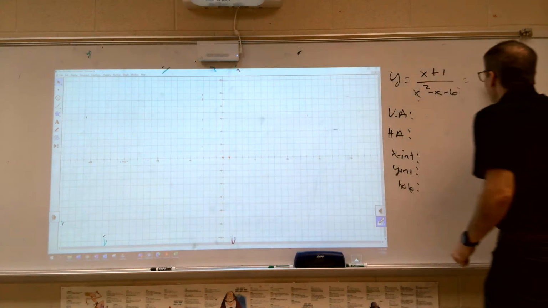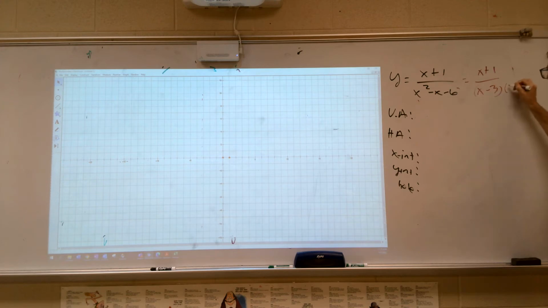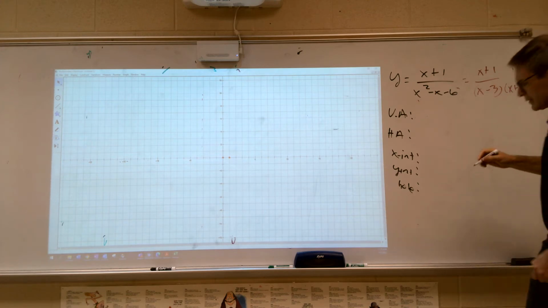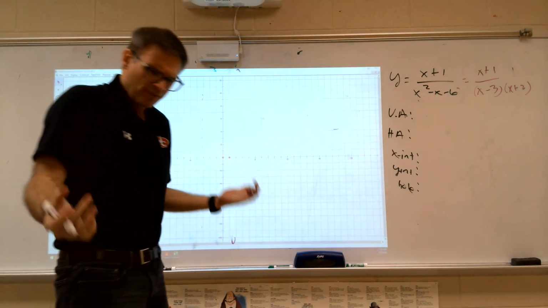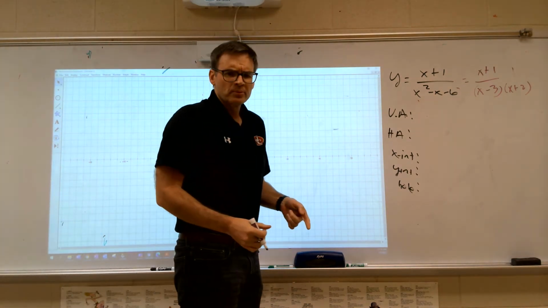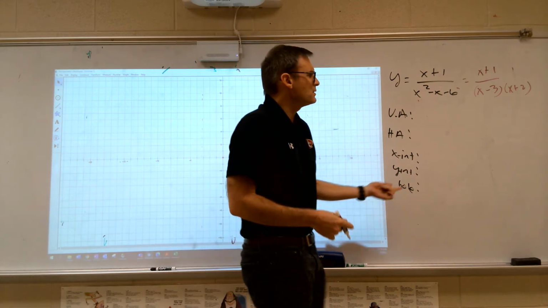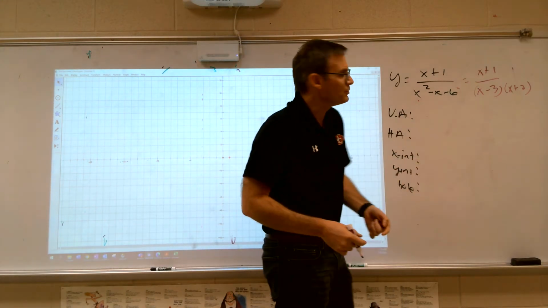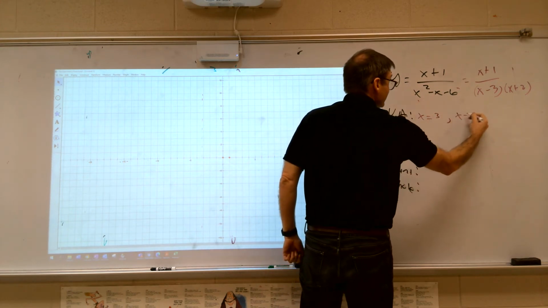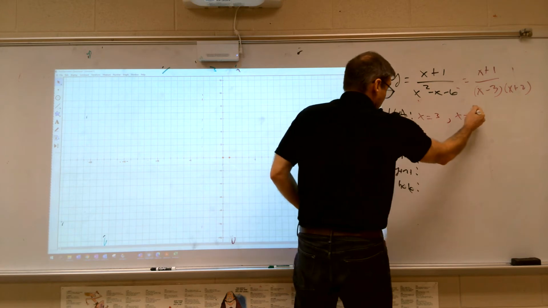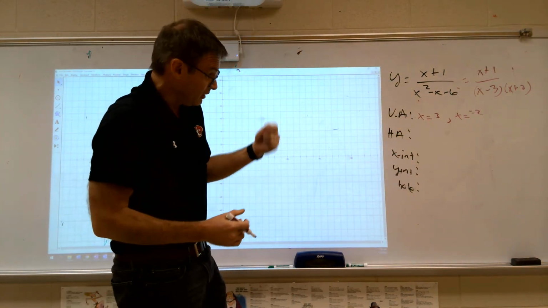When I factor this, I get x plus 1 over x minus 3, x plus 2. I factor, nothing cancels, so I don't have any holes. But you get vertical asymptotes anytime the bottom equals 0. In this case, I have two places where the bottom equals 0, so I have a vertical asymptote at x equals 3 and at x equals negative 2. That part's different. That's not something we dealt with at the beginning of the week.